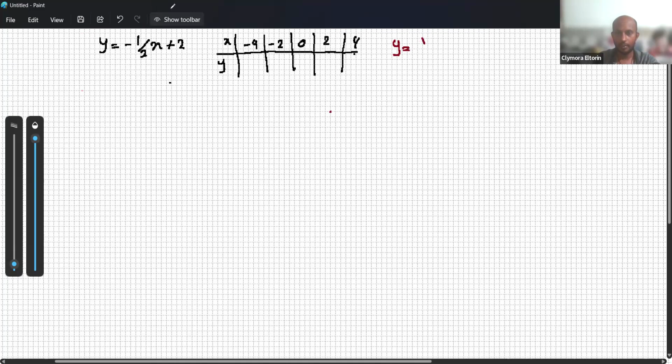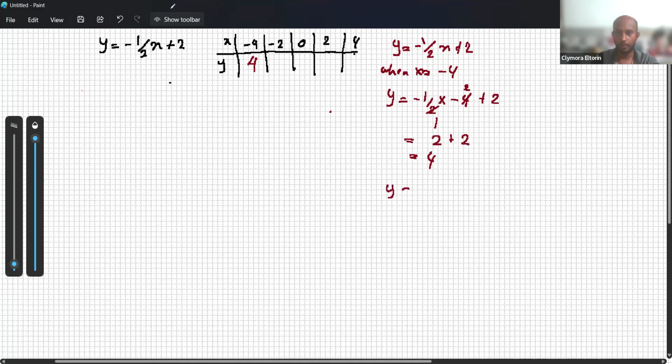y equals -1/2 x + 2. Let's see when x becomes -4. y equals minus half into minus 4 plus 2. Simplify this one: 2 times 1, 2 times 2. Minus into minus is plus, so 2 plus 2 means it's 4. This is the most difficult thing. Be careful about the simplifications here.